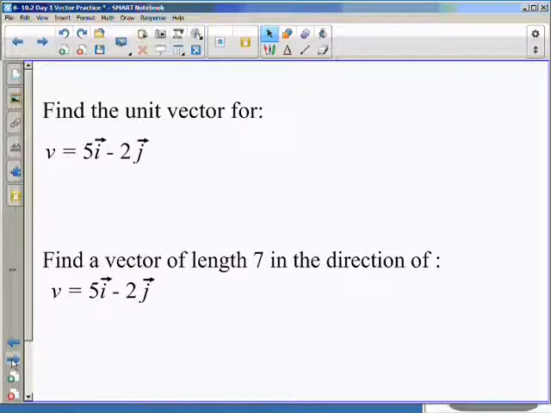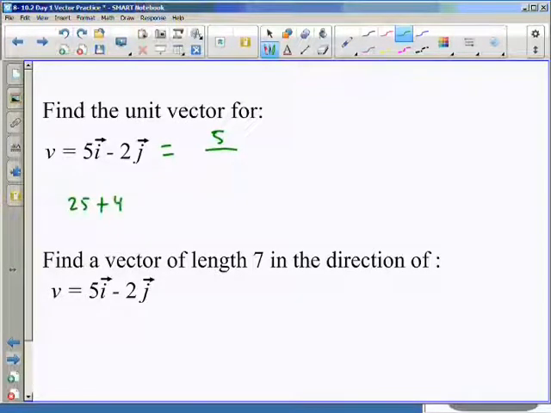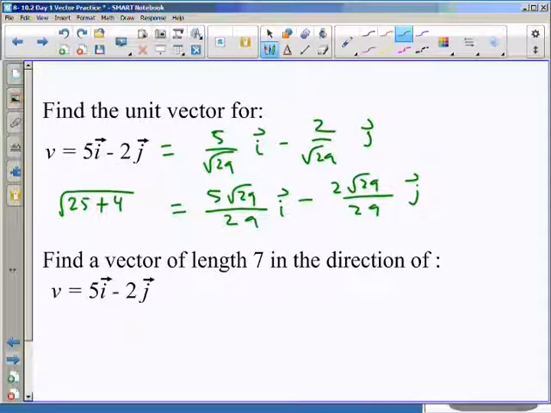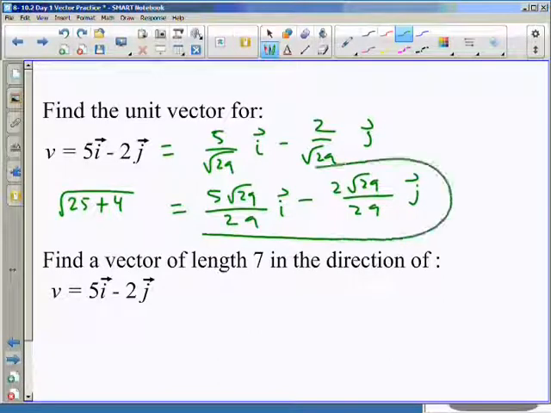Okay, first we're going to find the unit vector. That's simply going to be 5 over our magnitude. In this case our magnitude is the square root of 25 plus 4, minus 2 over root 29 in the j direction. And to rationalize, which may not always be required here, but it's good form, we get this value. This is our v hat.